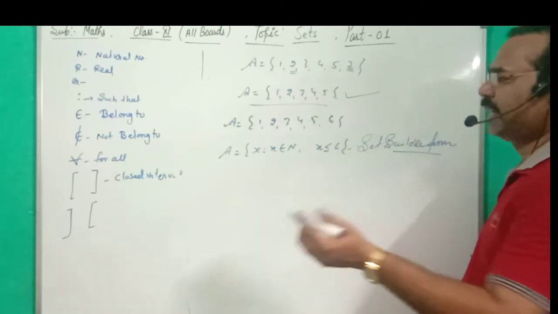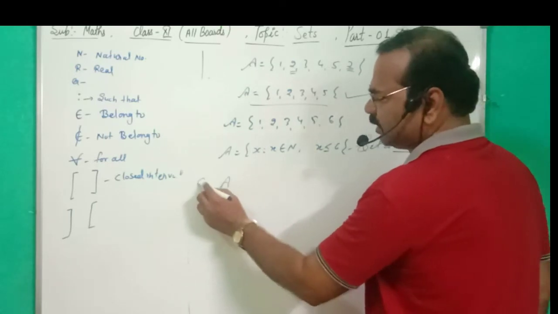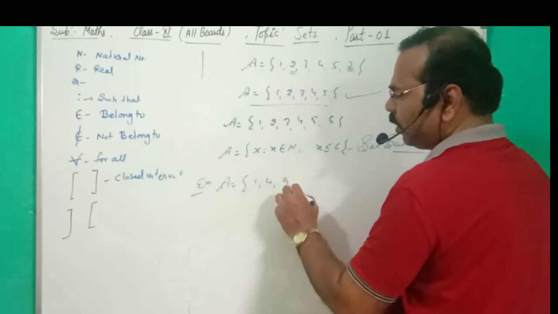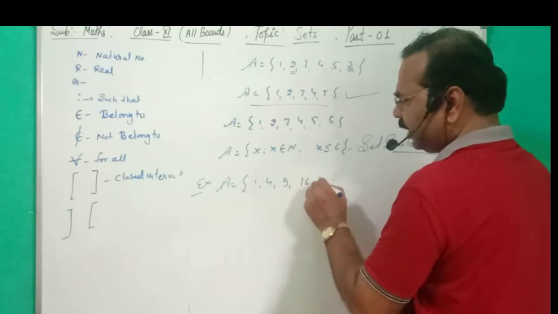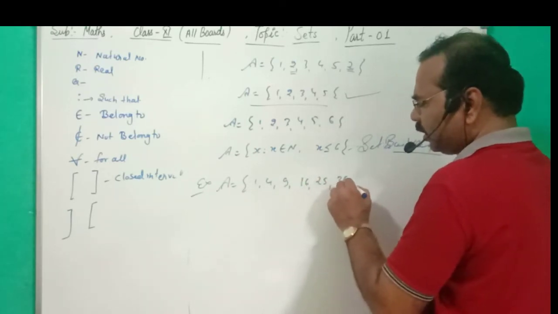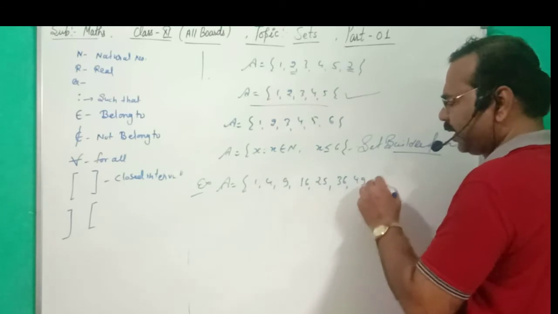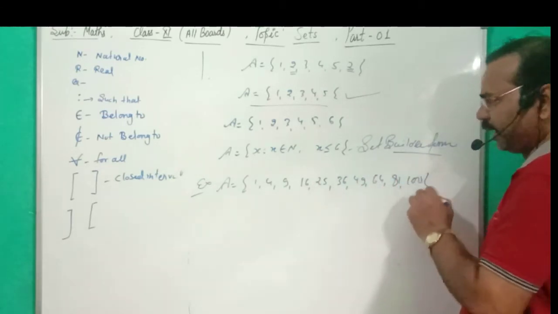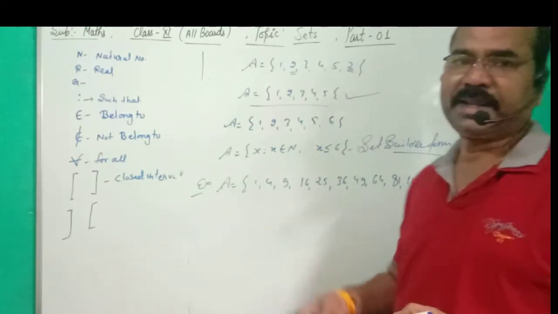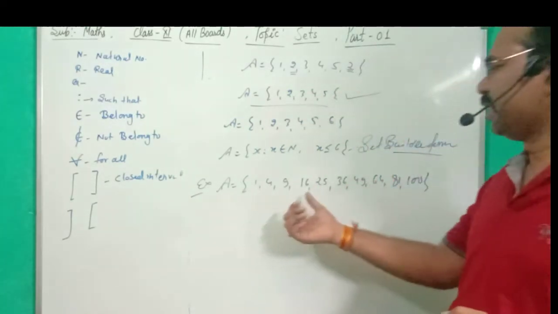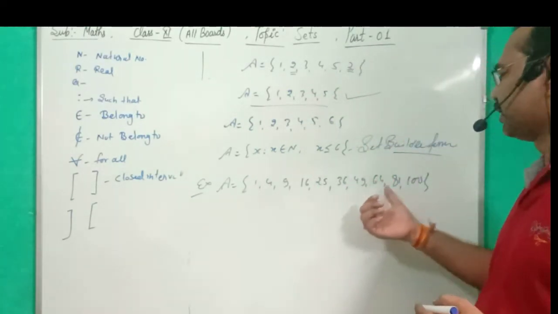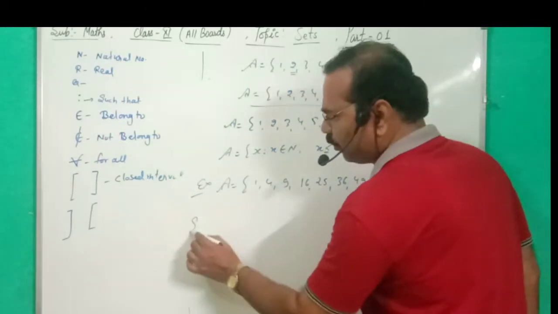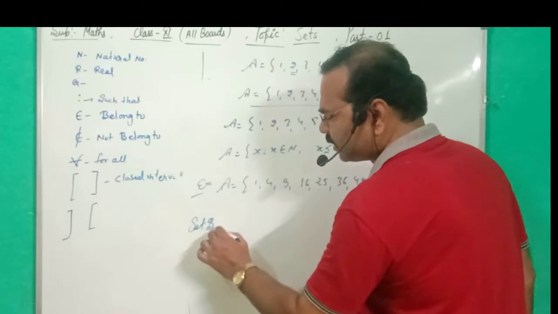Okay, now we take another example. Suppose A is equal to 1, 4, 9, 16, 25, 36, 49, 64, 81 and 100. We can write it in the set builder form.